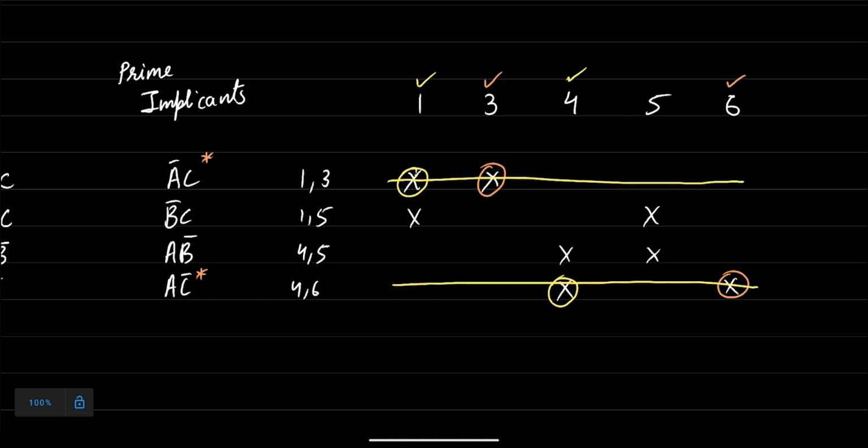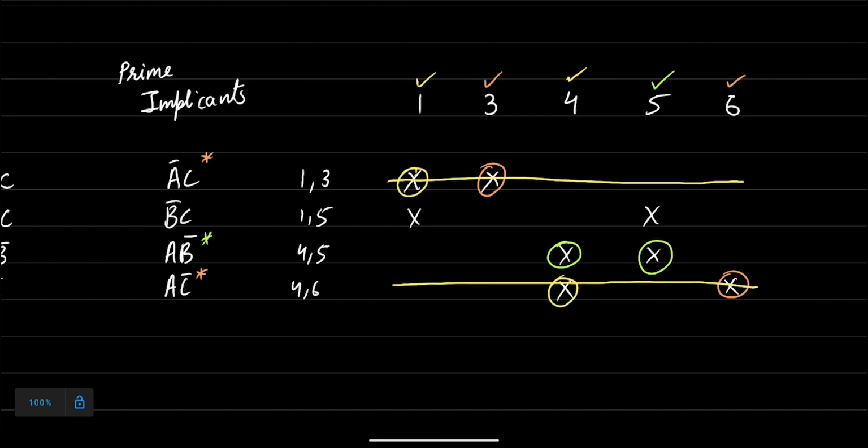So to cover this minterm, we have to choose another prime implicant, either B bar C or AB bar, as they both have a cross on 5. So we can choose either B bar C or AB bar, and we are going to choose AB bar in this case. So we can say that these two crosses have been selected and the minterm 5 has been covered.